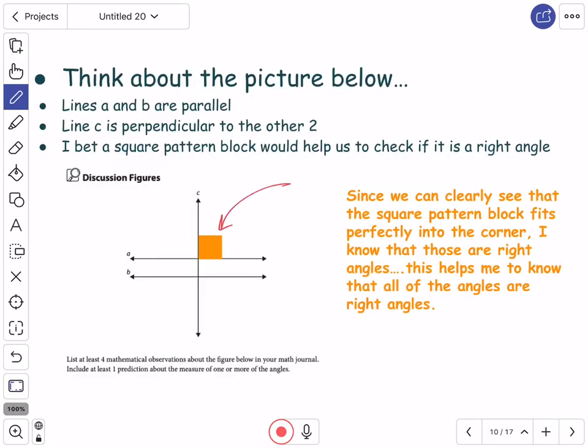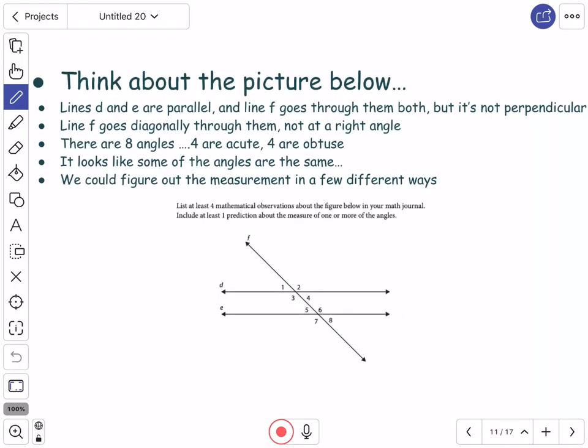And I bet a square pattern block would help us to check if that was right. So we happen to have this square pattern block here, okay? All right, so we're gonna go to the next slide here and look at that. Since we can clearly see that the square pattern block fits perfectly in the corner, I know that those are right angles, and this helps me know that all of the angles are right angles. Okay, so there's that. Moving on.